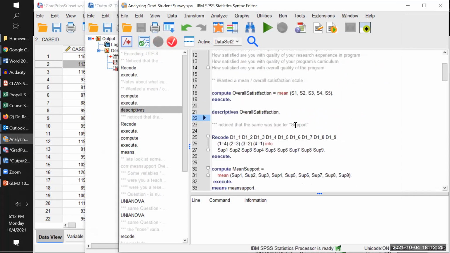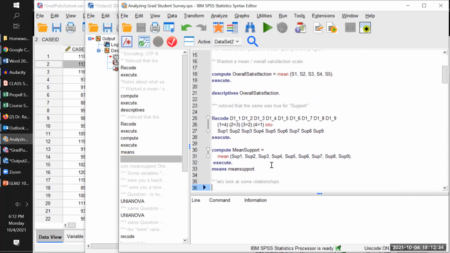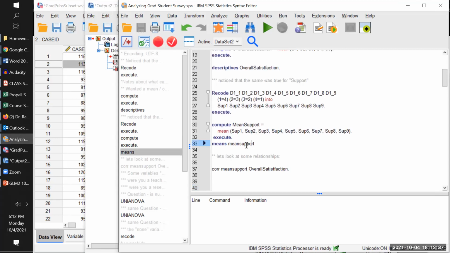There's also a variable called support. And that's how supported you feel by your program, how supported you feel by your dissertation advisor, how supported you feel by the faculty. So I did the same thing here to get the mean of support.